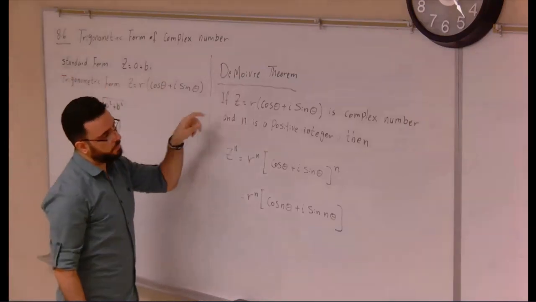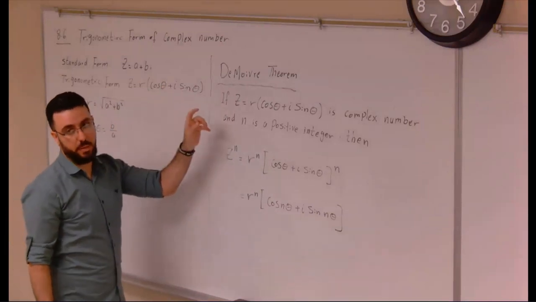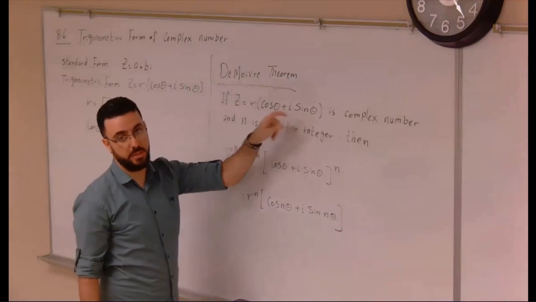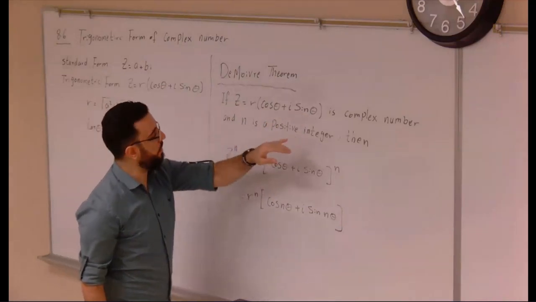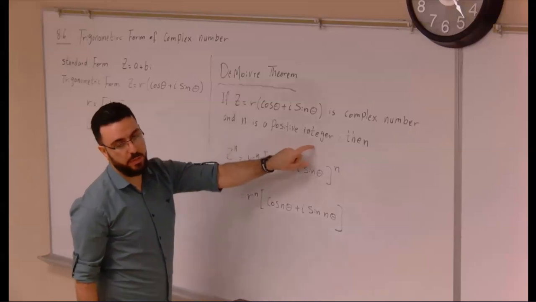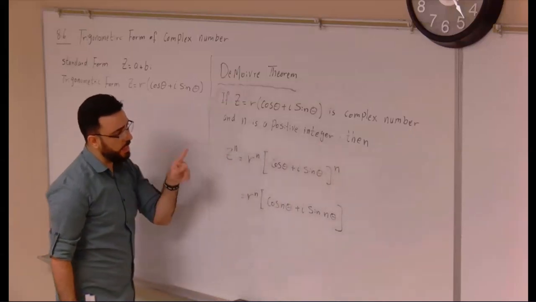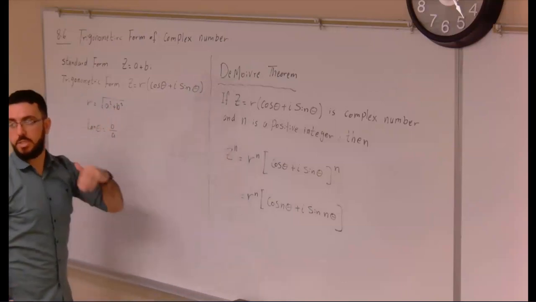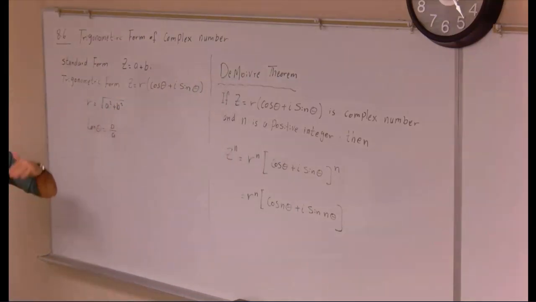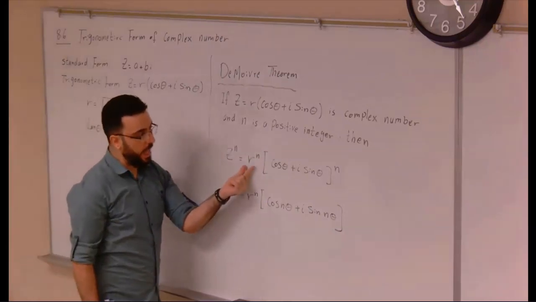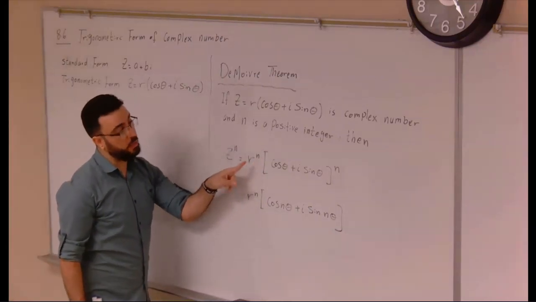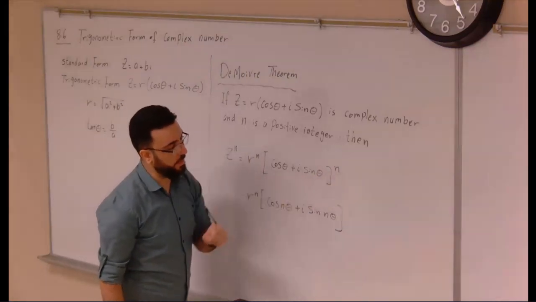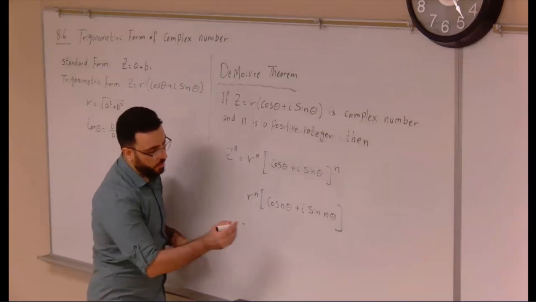DeMoivre's theorem says if you have a complex number in trig form, z equal r cosine theta plus i sine theta, this is really important, and n is a positive integer, then z to the n, that means if you want to find z squared, z to the power 3, z to the power 5, how are we going to write down this? r to the power n, cosine theta plus i sine theta, to the power n. Then that's what you're going to use.